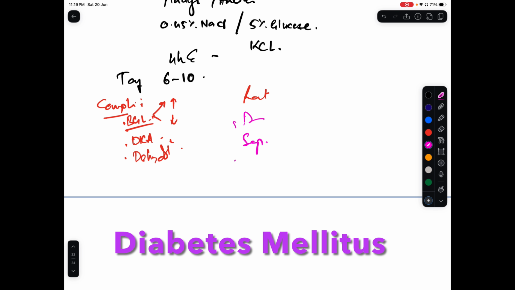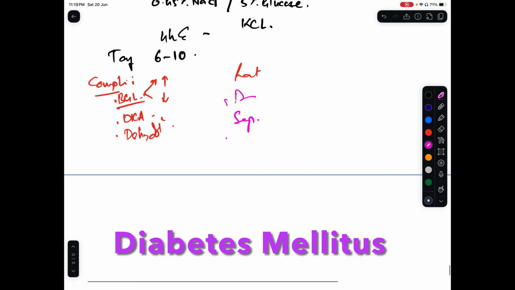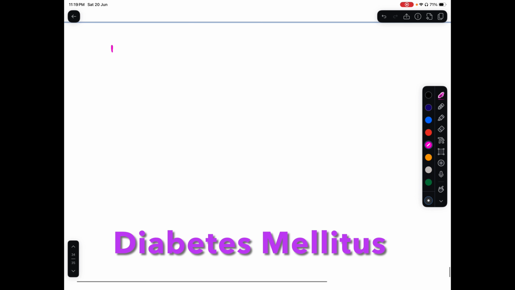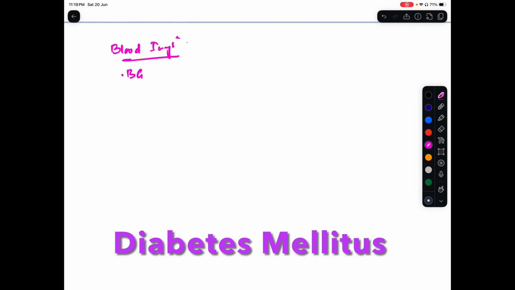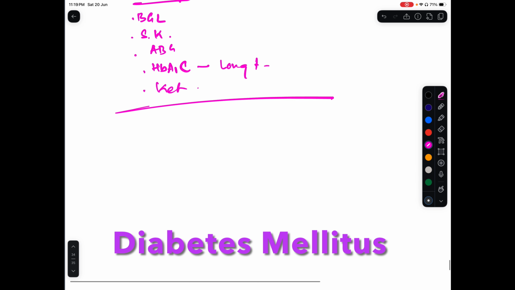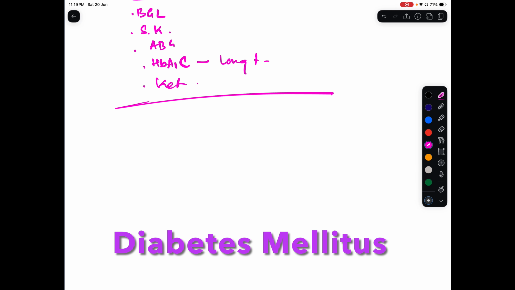What should be the lab investigations? Blood investigations: blood glucose level, serum potassium level, ABG, HbA1c, to know whether there is long-term control or not, and ketones. Post-operatively, the diabetic nurse and the GP of the family will be involved.